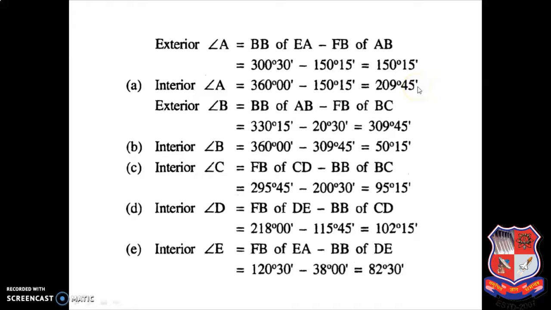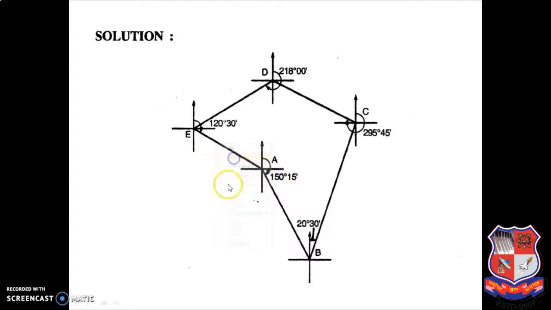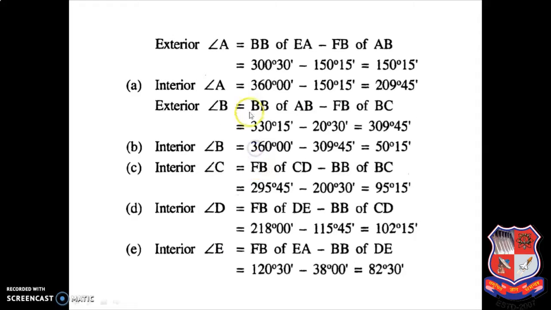Okay. Same way you can see angle B. Don't remember right now whether it is interior or exterior. You just remember your figure. So same way to calculate angle B, which two readings are required? One is fore bearing, another is back bearing: fore bearing of line BC and back bearing of line BA. You can see back bearing of line AB is greater than fore bearing of BC, so I am just deducting 20 degree 30 minute from 330 degree 15 minute. So I am getting 309 degree 45 minute.